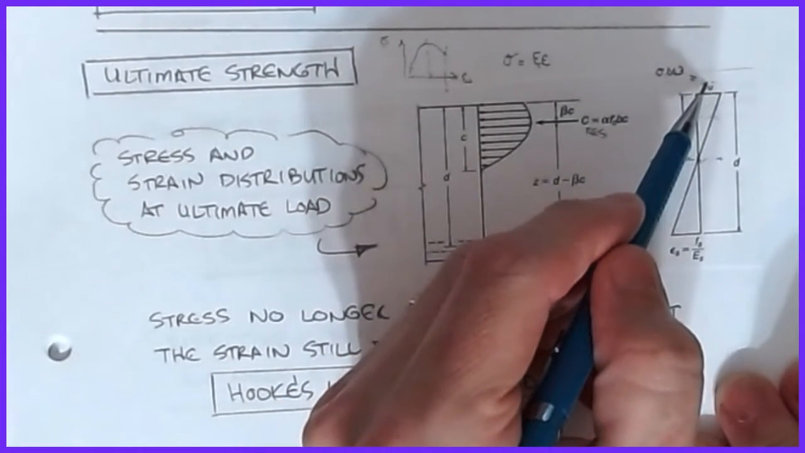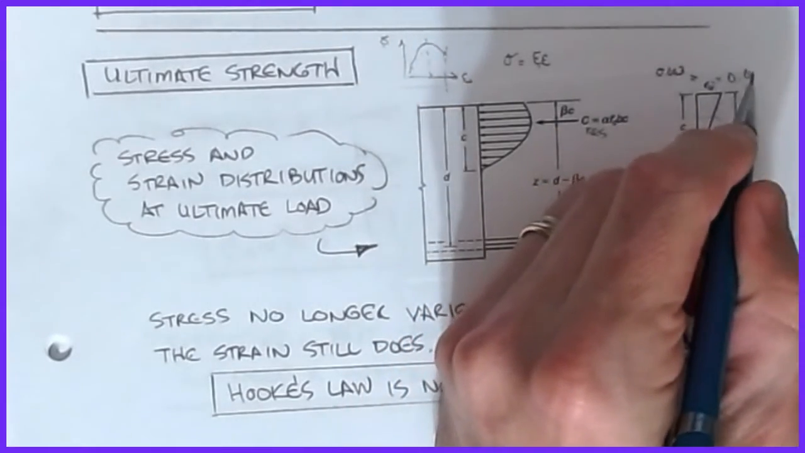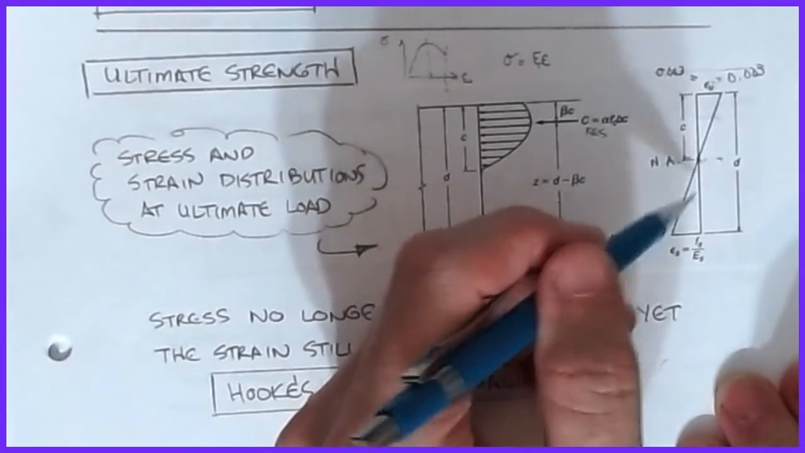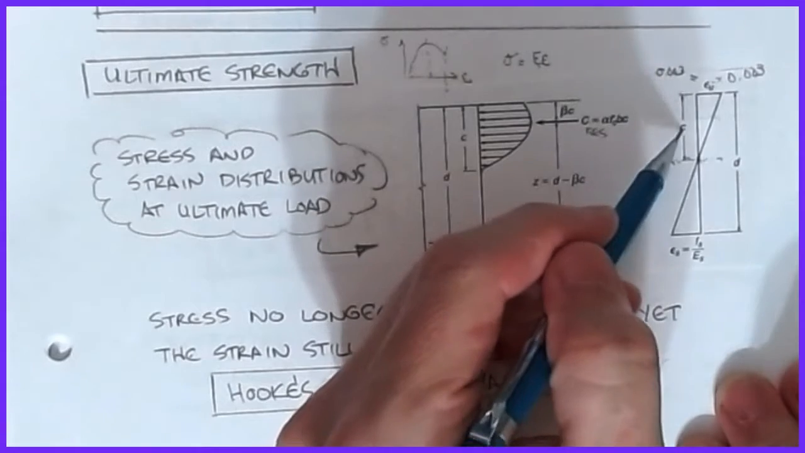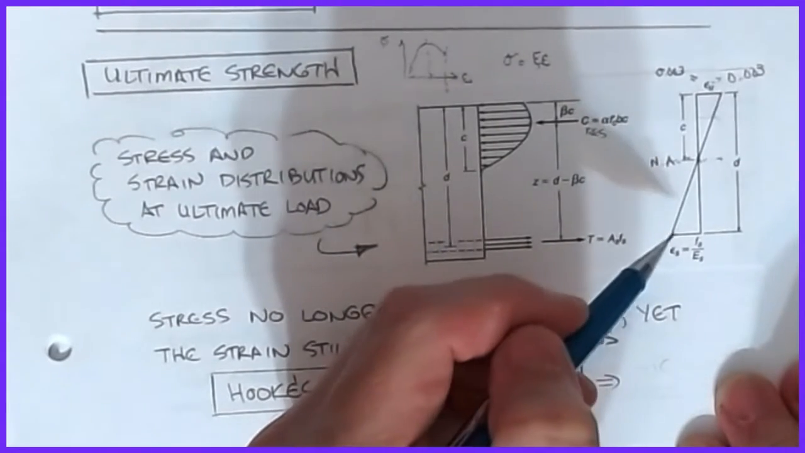This is my strain in the concrete. Normally we take this as 0.003. Then we have the corresponding strain in the steel off of that. So if I know c and I know this, I can find the strain in the steel, and that becomes a very, very important idea for us.